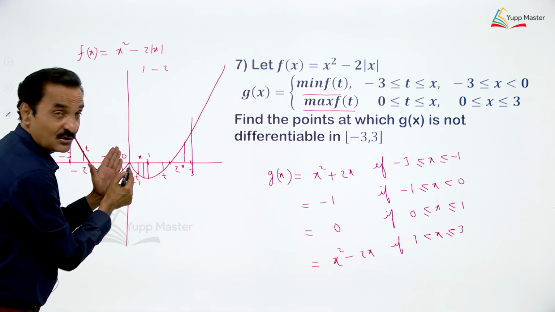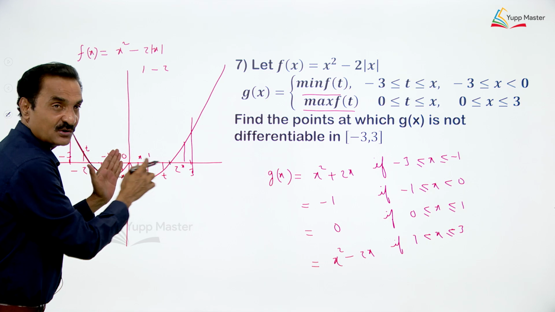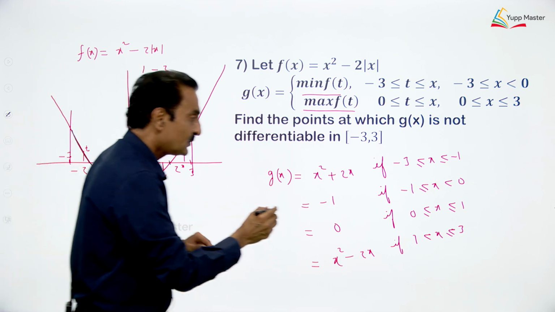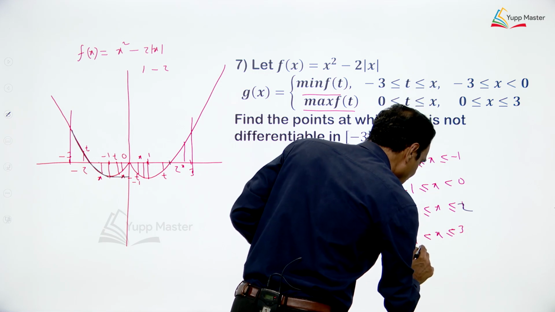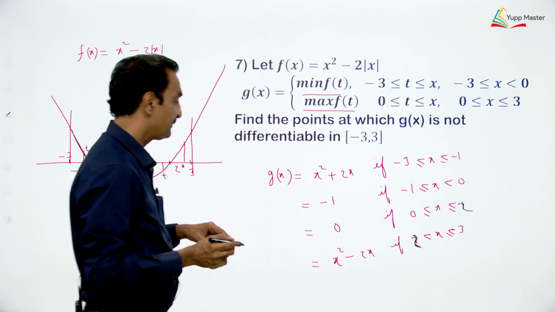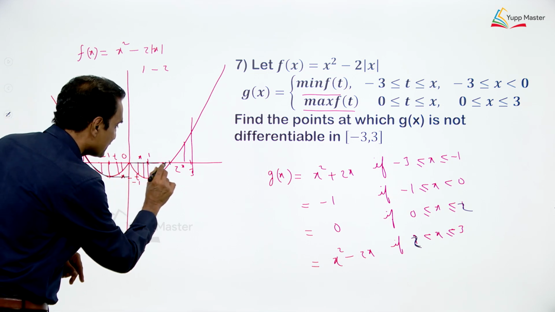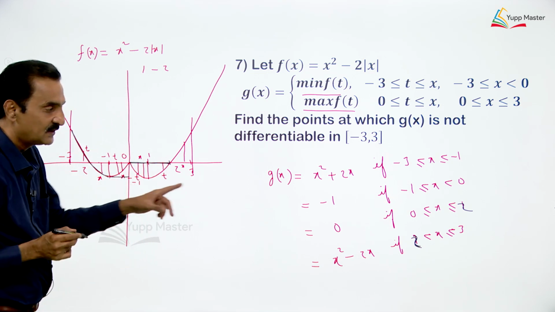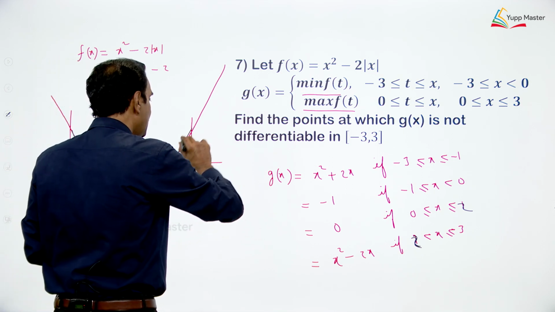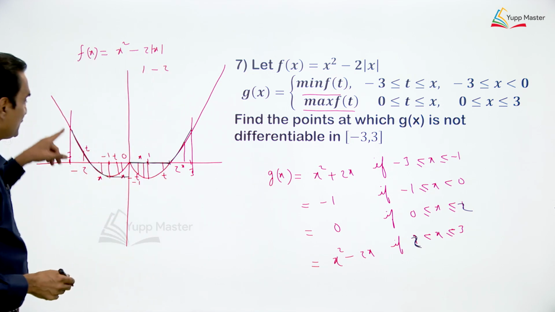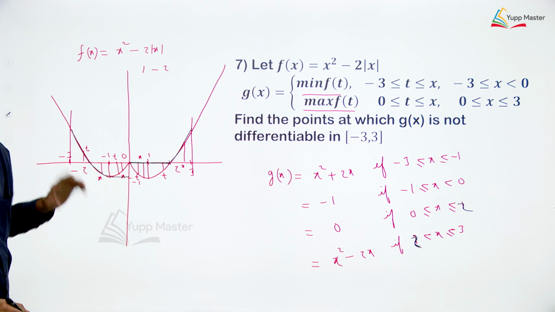Suppose x is between 0 and 2. If x is between 0 and 2, t varies between 0 and x, maximum value is 0. So, this is up to 2 and this is 2 to 3. So, from 0 to 2, the graph will be like this. It is 0. From 2 to 3, it is f of x. So, this black one is the graph of g of x.